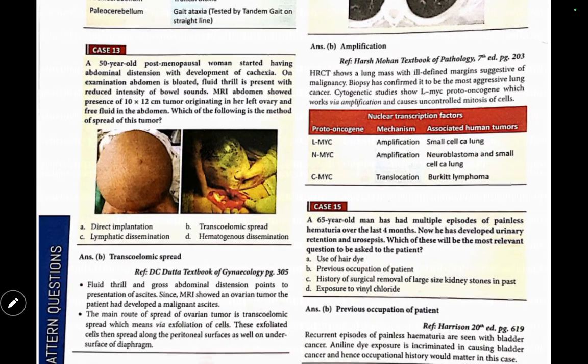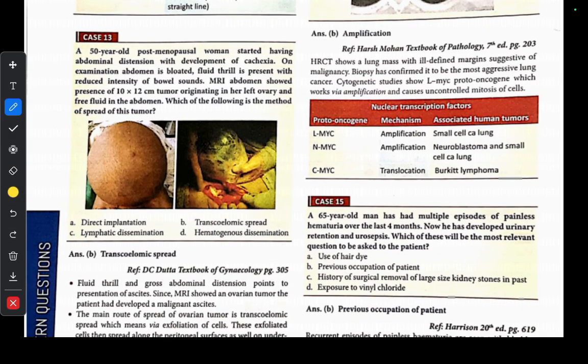Next one, this is very easy. See here, a 50-year-old post-menopausal woman started having abdominal distension with the development of cachexia. On examination, fluid thrill is present with a reduced intensity of bowel sounds. MRI abdomen showed presence of a 10 into 12 centimeter tumor originating in her left ovary and free fluid in the abdomen. See, free fluid in the abdomen, it means it's going towards your ascites, okay.